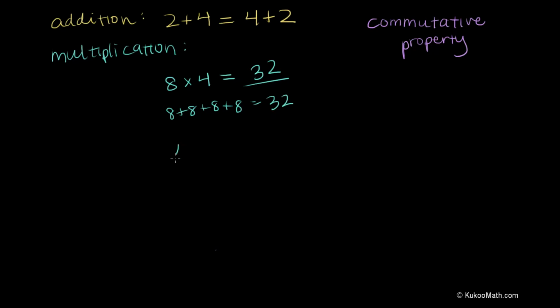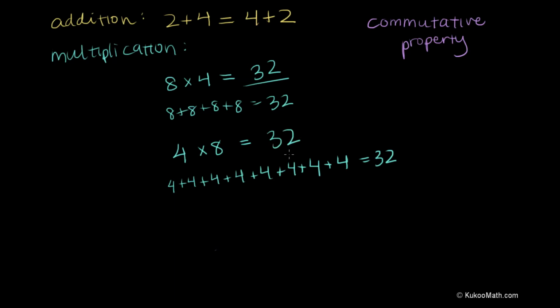What if we tried to do 4 times 8, which is when we switch the numbers around? If we translated that into an addition problem, it would look like 8 fours added together. So that's 4 plus 4 plus 4 plus 4 plus 4 plus 4 plus 4 plus 4. This, when you calculate it, also equals 32. So 4 times 8 equals 32. This means that 8 times 4 is equal to 4 times 8.